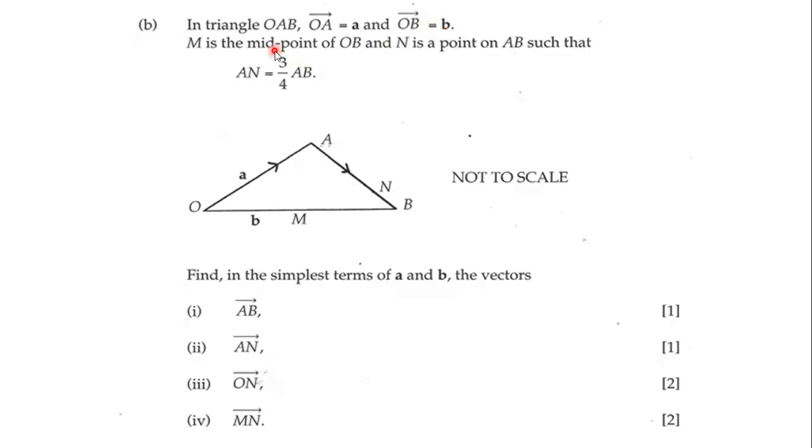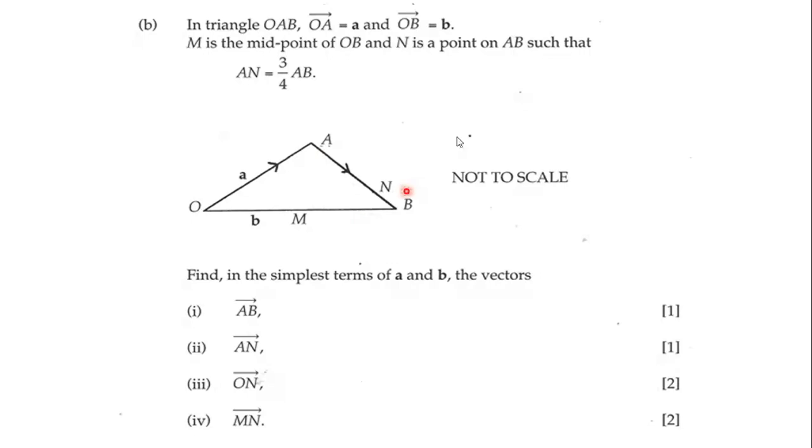And notice, look at M. M is the midpoint of the line OB, which means that M is the point in the middle of the whole line OB. And N is the point on AB such that AN equals 3 over 4 AB. So this point N right here is the point such that AN equals 3 over 4 AB.